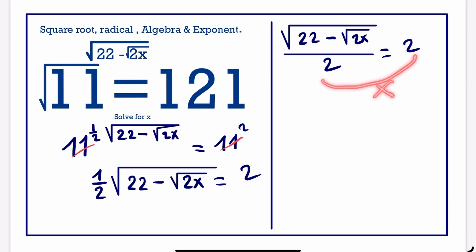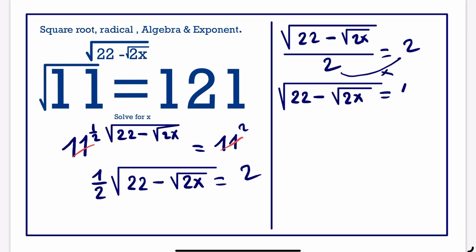So next we have a fraction, so we can cross multiply to eliminate this fraction. So if we cross multiply we have 22 minus root 2x should be equal to, so if we multiply 2 times 2 will give us 4. Next, let's make sure that we eliminate the square root. So we square both sides if we want to eliminate the square root. So this square and the square root will cancel out, so we'll be left with 22 minus 2x equals to 4 squared will give us 16.